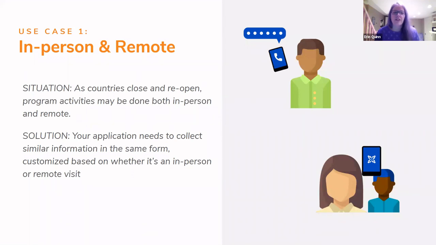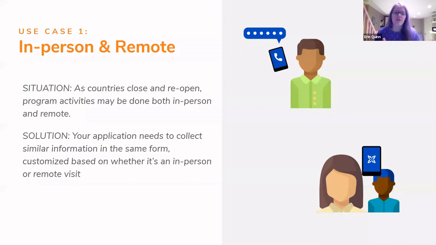So our very first use case is in-person and remote. As I was talking about, we've seen a lot of countries close and reopen, and I'm saying countries, but it could be countries, cities, states, provinces, districts, whatever sort of government body is determining when you close and reopen. And of course, as case counts go up and down, you're going to close and reopen. I think a lot of us thought when we first shut down, once we reopened, we'd stay open, and that's just not been the case.